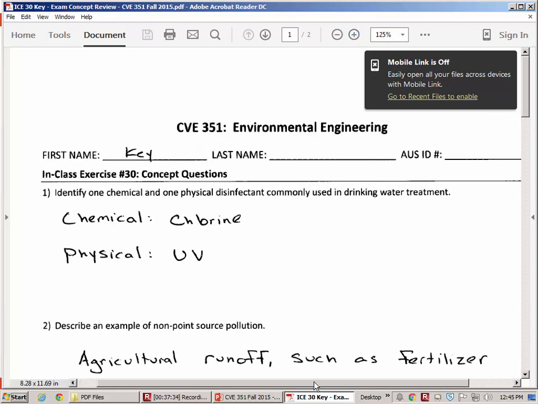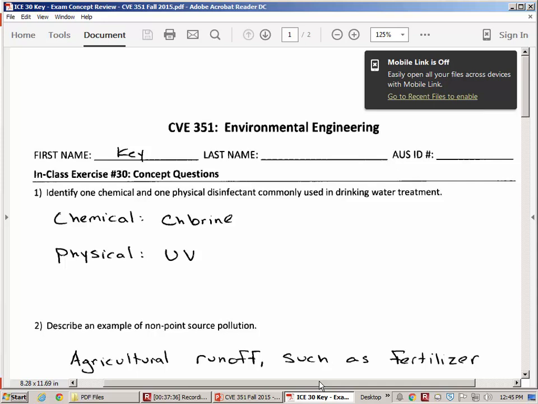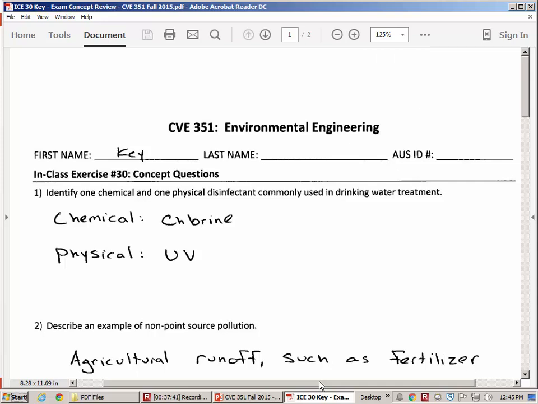All right, question 1. Name a chemical and a physical disinfectant commonly used in drinking water treatment. Chemical, chlorine; physical, UV. All right. Anything else? Ozone? Okay, good. That's right. Which one? Bromine? I don't know if anyone is, although that is one of the halogen gases. I don't know of a place that's actually using bromine. Is it really? Oh, maybe they are. Yeah. Okay.